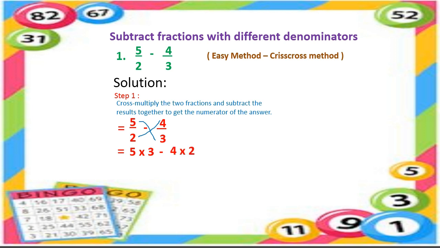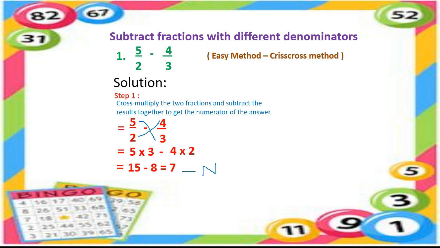After that we will multiply and subtract them. 5 3s are 15, minus 4 2s are 8. So 15 minus 8 equals 7. So this is our numerator value. We got the numerator in this way after cross multiplying the fractions.